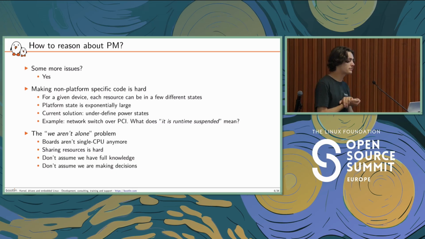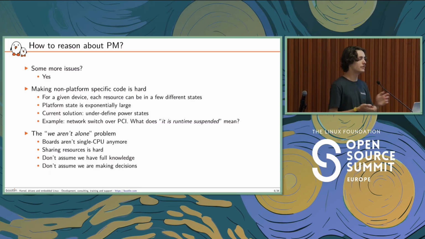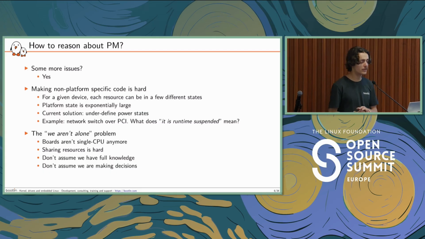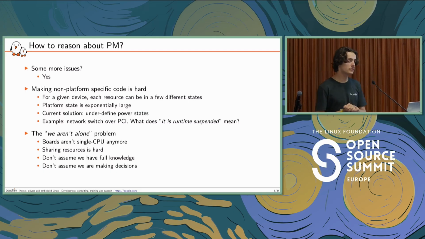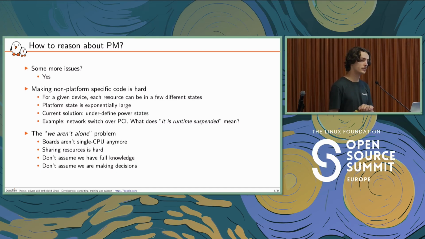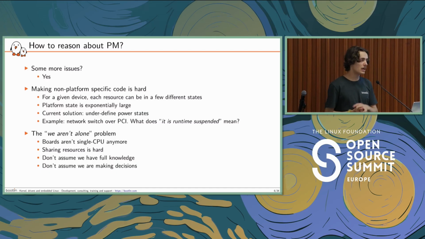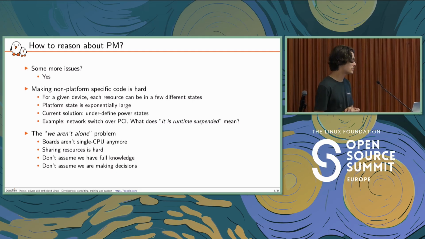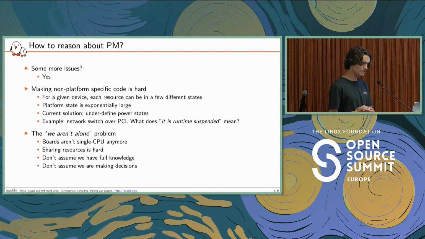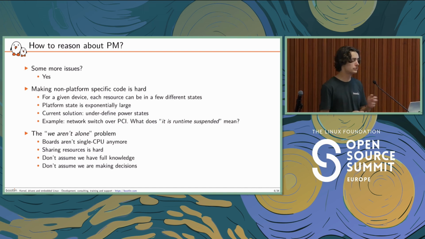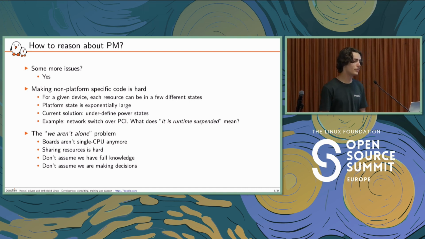There's also what I call the "we aren't alone" problem. I don't have a better name, and that's what comes up in my head whenever I think about that. Your boards are pretty complex, so you don't have a single CPU that can make all of the decisions. I've been working on a lot of TI platforms, and they have a lot of features that you need to deal with. And they have some more ARM cores that you might need, but all of those could access resources.